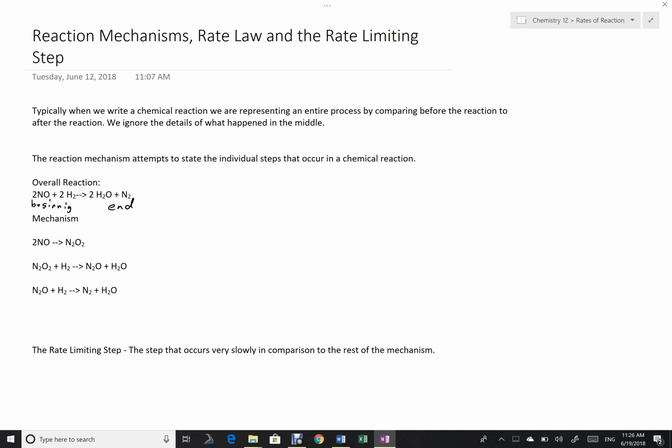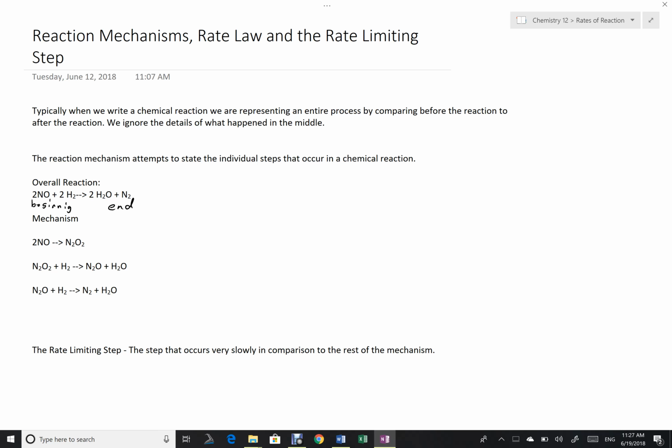Here's a chemical reaction. Here's one proposed mechanism for this chemical reaction. Imagine the 2 NOs find each other and they form N2O2. Then that N2O2 finds hydrogen, forms N2O and H2O, and then that N2O finds another hydrogen, forms N2 and H2O. I think you can see that this is a much more plausible way for this reaction to get all the way from here to here in a number of steps, those steps being a little more reasonable.